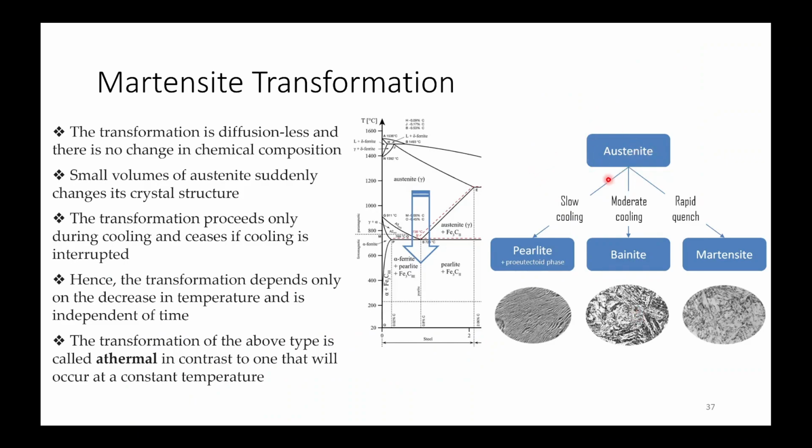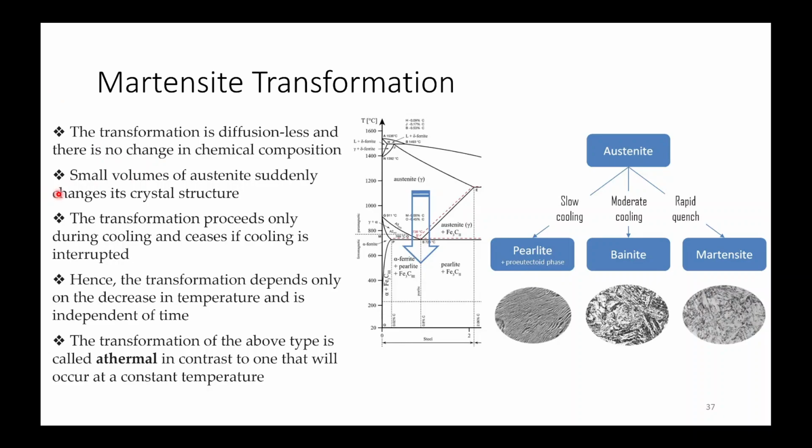Now austenite, depending on cooling rate: if you are slow cooling, then there will be formation of pearlite plus pro-eutectoid phase, and if you are moderately cooling, then it will convert into bainite. If you are rapid quenching, then it will convert into martensite. And the transformation is diffusionless and there is no change in chemical composition.